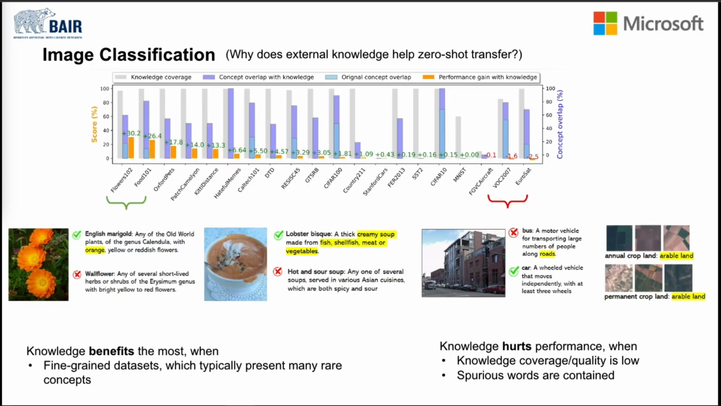We provide a breakdown analysis result for 20 image classification datasets. It improves zero-shot performance on 17 datasets. It turns out fine-grained image classification tasks benefit the most from external knowledge, and knowledge may hurt the performance when its quality is low. For example, it includes additional concepts that confuse the model.